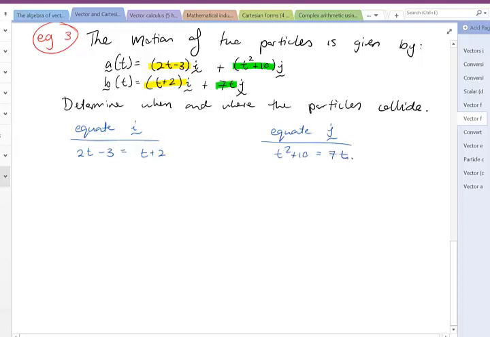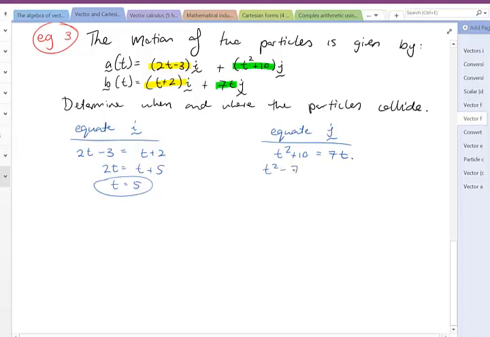Now the solutions of each of these, there should be a common time, and if there's a common time, there'll be a collision at that time. So this one's nice and easy. We have 2t is equal to t plus 5, and when we subtract t, we get t is equal to 5. So for there to be a solution, there must also be a solution when we equate j of t equals 5. So let's have a look.